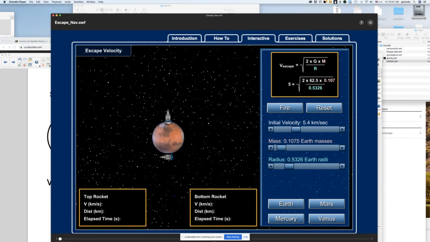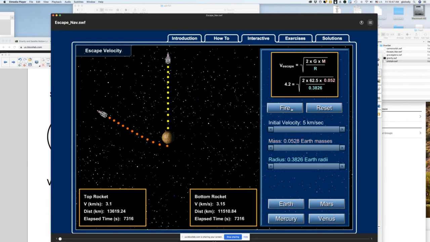Let's reset it again. Let's go to Mercury. All right. Escape velocity is 4. Okay. So let's fire it again. We didn't fire it fast enough. You notice we only fired it at 2.937. So let's see if we can change that. It's 4, so we need to fire it at least 5 kilometers per second. And you see it escapes. You can do the same thing with some of the other planets.